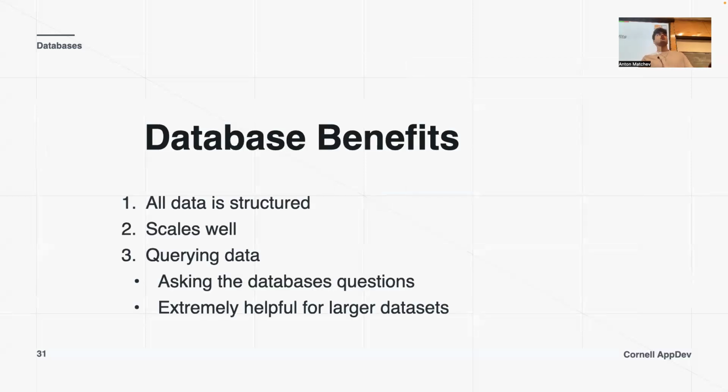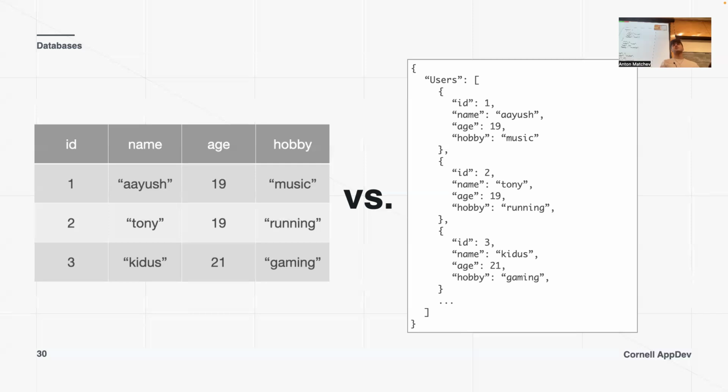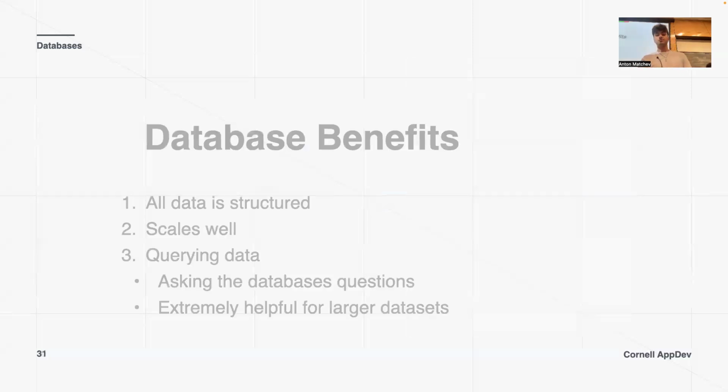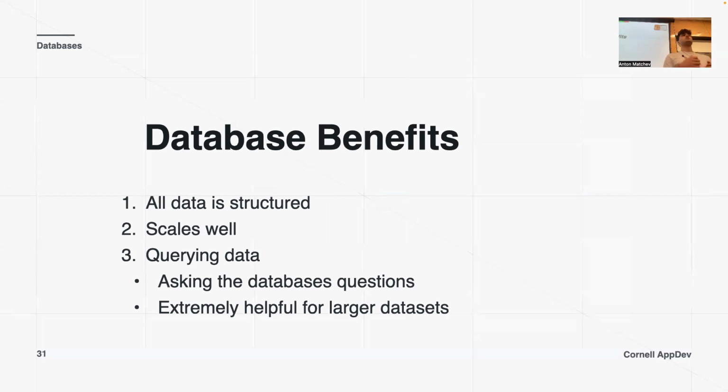And then for actually querying data, querying is just a fancy word for asking the database a question. So if I ask the database who has ID 1, it'll return to me Yush, age 19, hobbies: music. It's just asking it a question. And databases are really well implemented to run this very fast and efficiently, which gets really helpful as we deal with larger and larger sets.